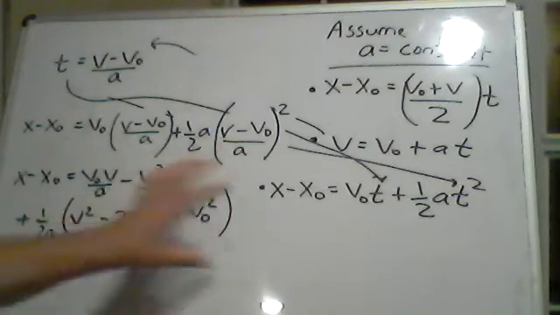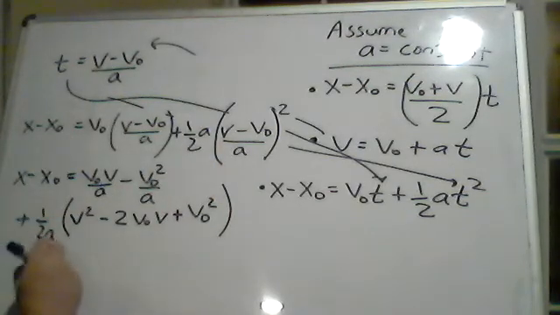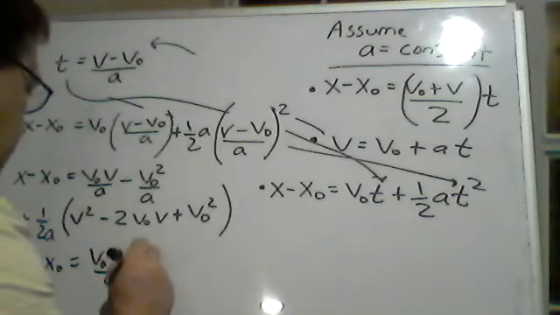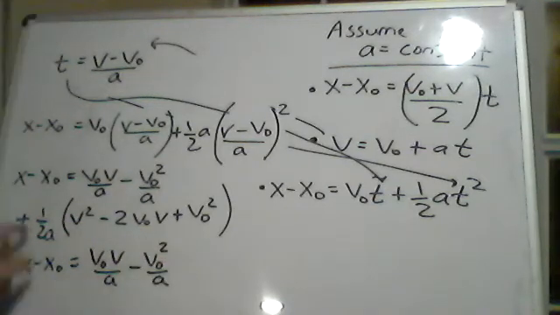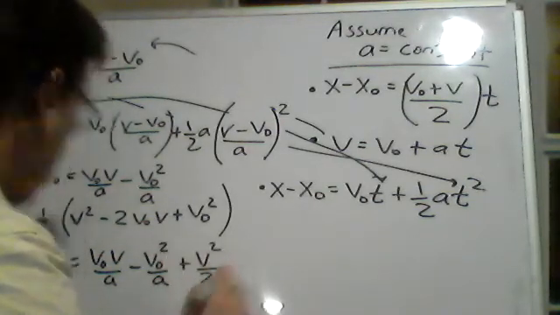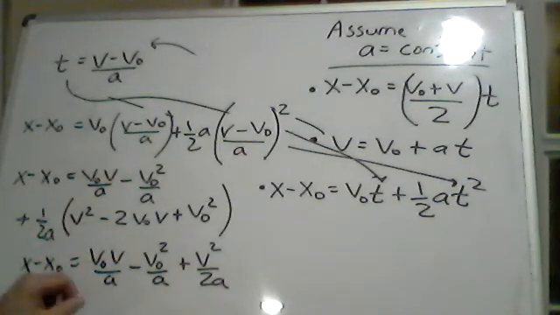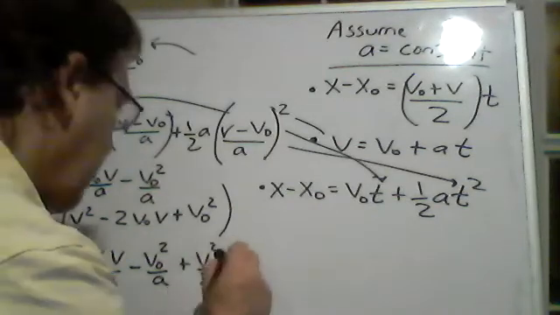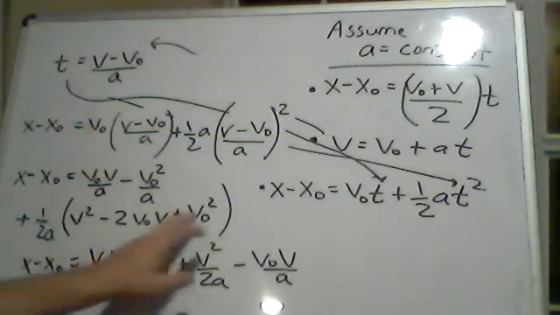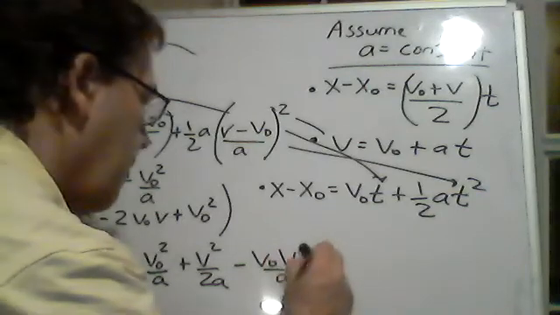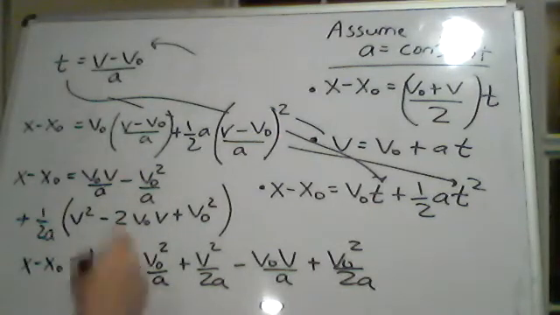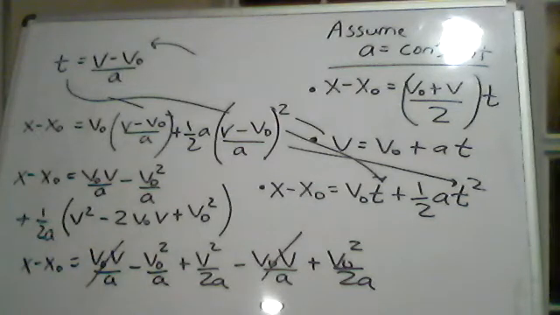All right, and so I'm going to clean it all up, and I find out that x minus x naught is v naught v over a minus v naught squared over a. Okay, I have v squared over 2a. Now this 2 and this 2 cancel, so I have again a minus v naught v over a. And then finally, I have a plus v naught squared over 2a. And at this point in time, you hope that something cancels. And yea, verily, yes, this term and this term cancel each other out.